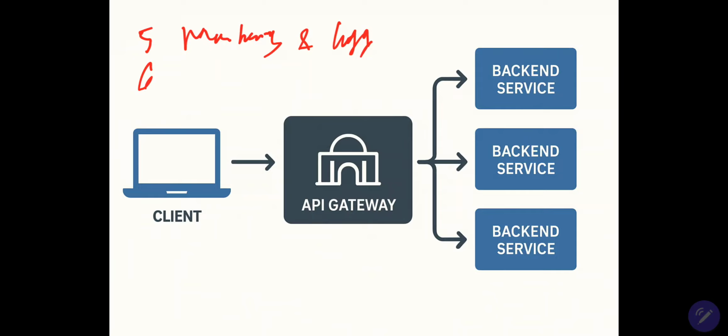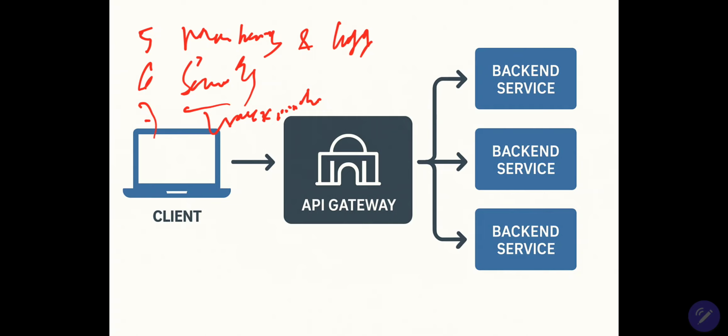Number six, security. Security means protecting the API from any cyber attack, for example, DDoS, injection, and extra. Number seven is transformation. Transformation means changing the format of a request or response. For example, from XML to JSON.